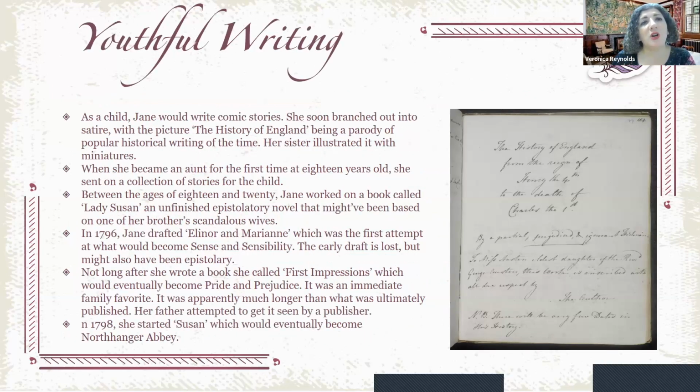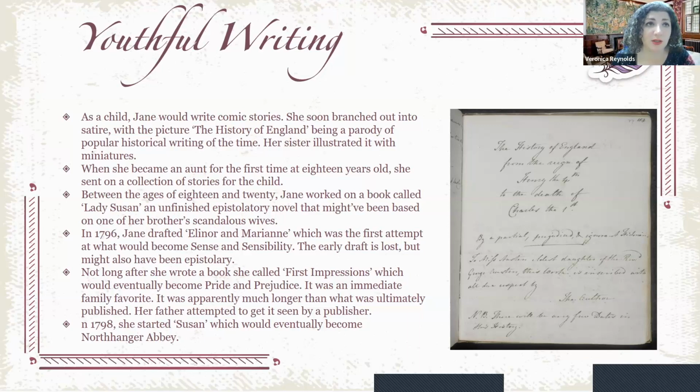And to show that education off, Jane starts writing really early. We would generally call writing in this area juvenilia, and Jane had a good amount of juvenilia. She started with the satire, and she wrote a book called The History of England, which was a parody of historical writing at the time, and her sister illustrates it for her. When she turns 18, she becomes an aunt for the first time, and she puts together a short story collection for the baby.